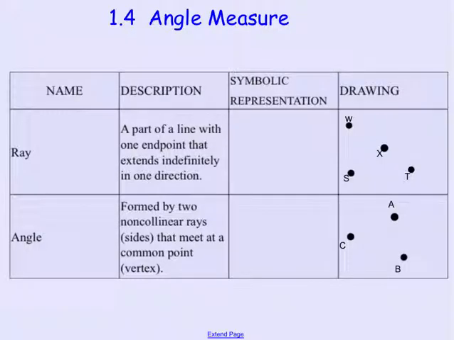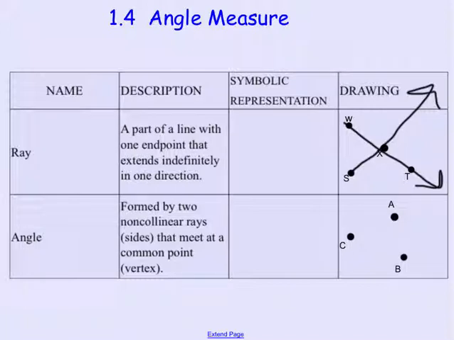A ray is a part of a line with one endpoint. So there's one part of it that's going to terminate, and the other point extends infinitely in one direction. First thing we're going to do is draw some rays on this side. I'm going to draw this ray right here, then this ray right here. Notice that it stops right here and stops right there.